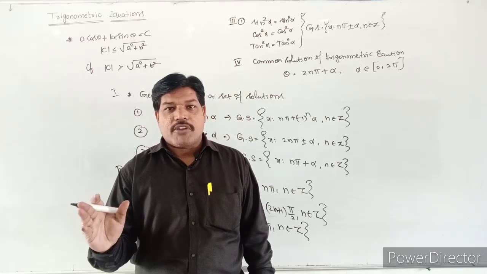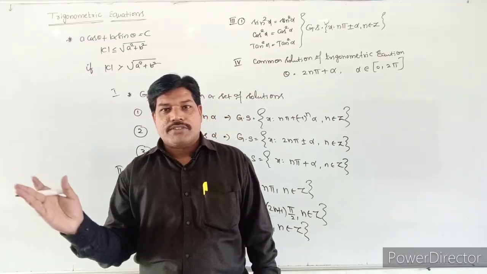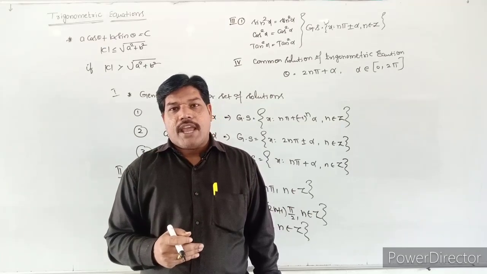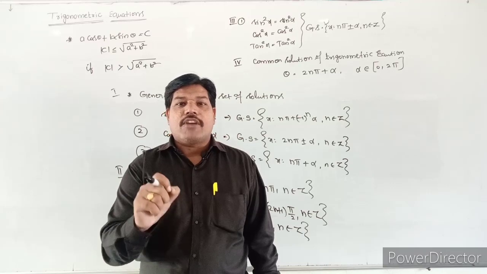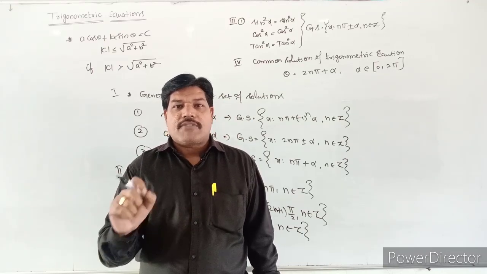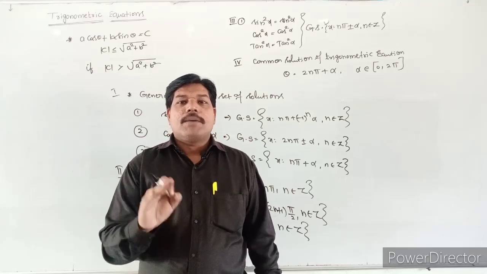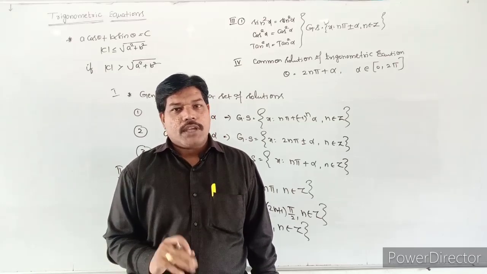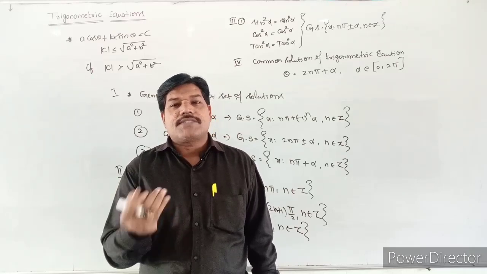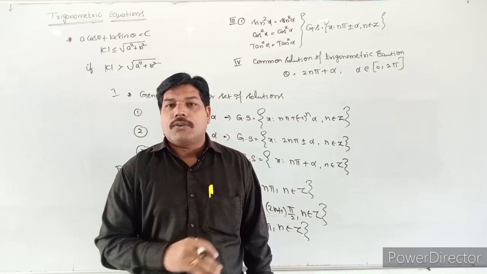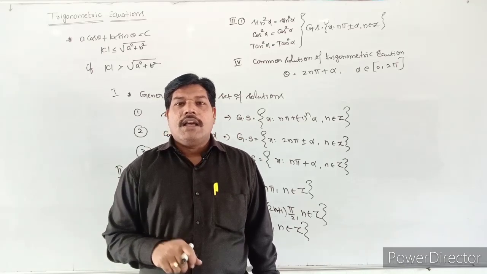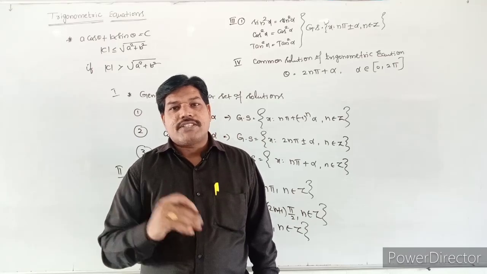The general solution is nothing but, you have to understand, a set of all solutions. Okay. So what is the principal solution? For sin x is equal to k, there exists a unique value of x in the closed interval minus pi by 2 comma pi by 2. That value of x is called the principal solution of sin x is equal to k. There exists a unique value of x in the closed interval 0 comma pi satisfying the equation cos x is equal to k. Then the value of x is called the principal solution of cos x is equal to k.